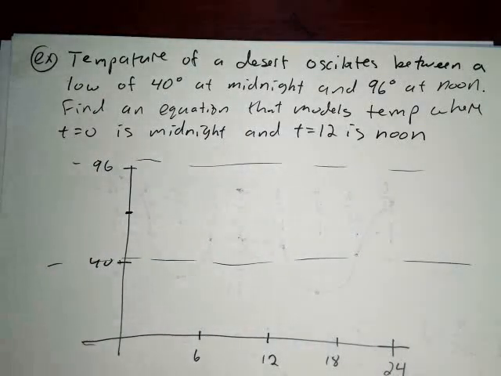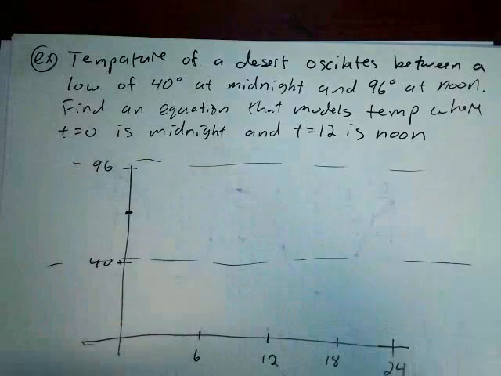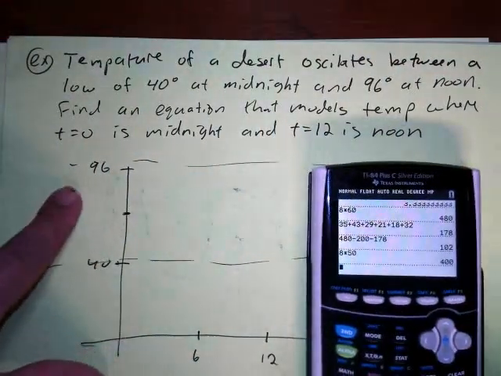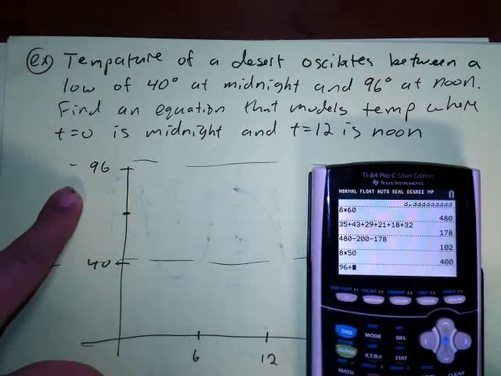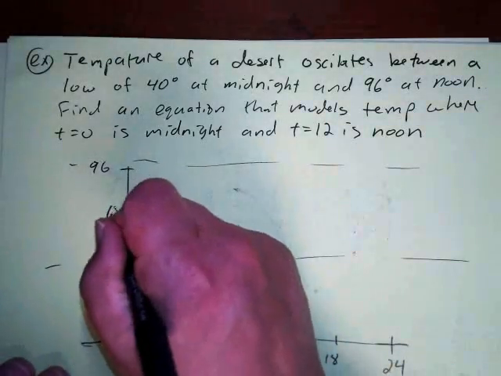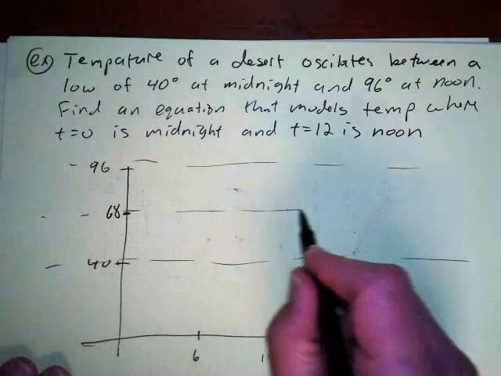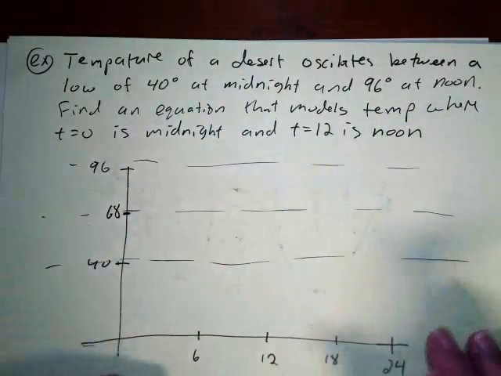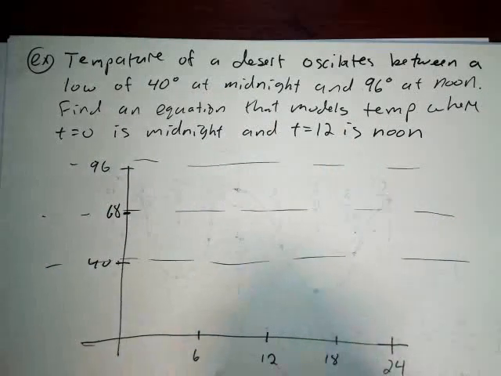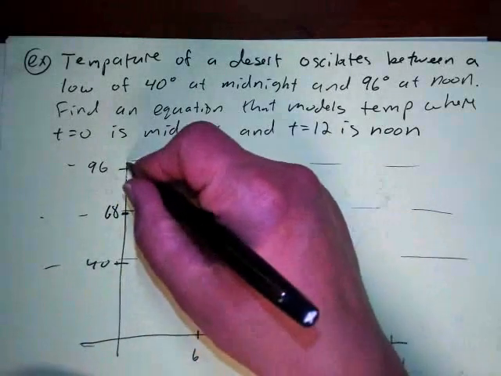So where is my calculator? Here it is. Huh, I've done everything so far without a calculator. So to find the number halfway between these two, I'm going to average the two. When you average two numbers, you get the number halfway between them. And it's 68. So this would be 68. So whatever equation I use, it's going to be a trig equation that's going to be raised up 68. So let's start putting this together. Okay, what's the amplitude going to be?